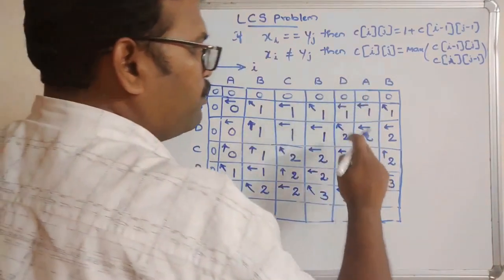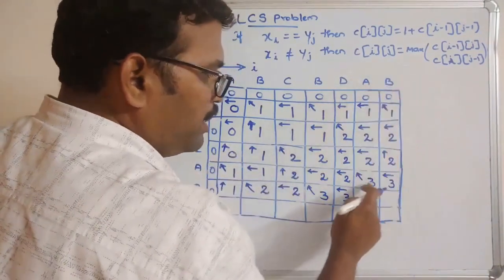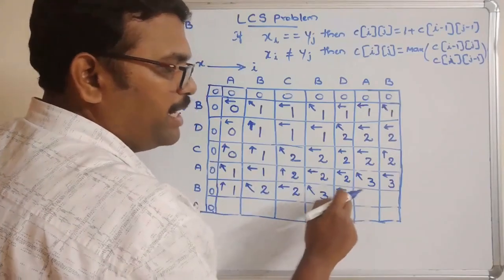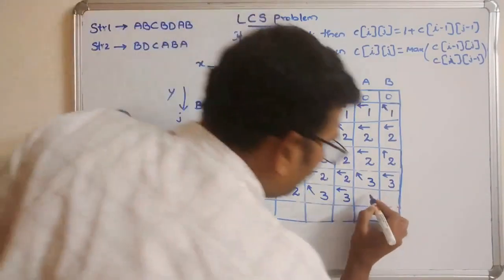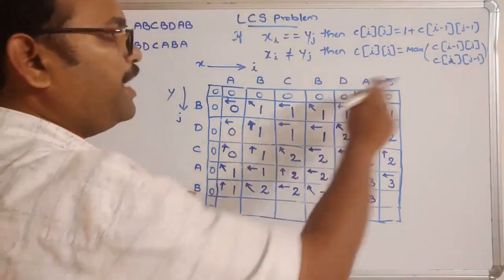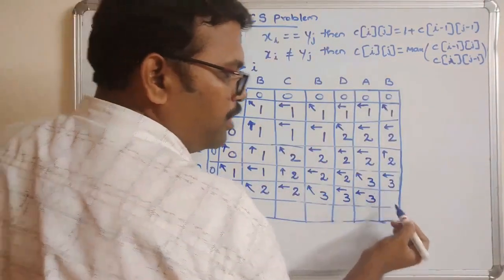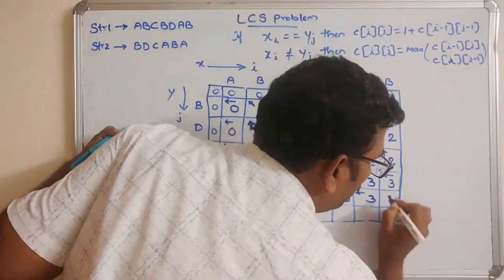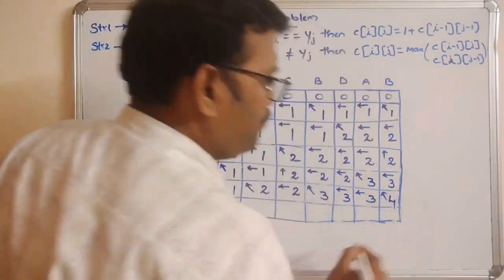B and D both are unequal. B and A both are unequal. Here diagonally we are having the same number 3 and 3. So we can select any number from any cell. I consider this one. And B and B both are equal. Diagonally it was 4. So we have to write it as a 4, and we got it from the diagonal.